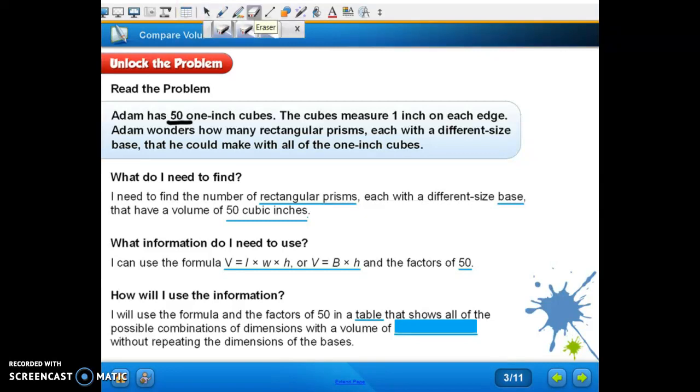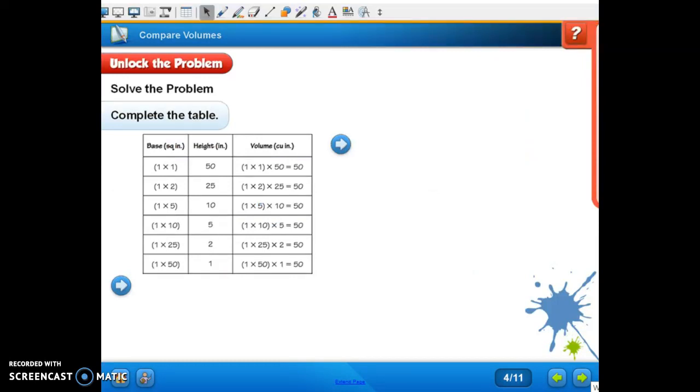In a table to show all of the possible combinations of dimensions with a volume of 50 cubic inches without repeating the dimensions of the base. So this is the table on the right-hand side of your page that we're going to use. You can see that they got you started. If a base was 1 by 1, the height would have to be 50 to get the volume of 50.